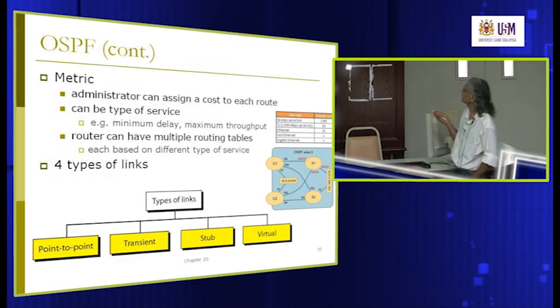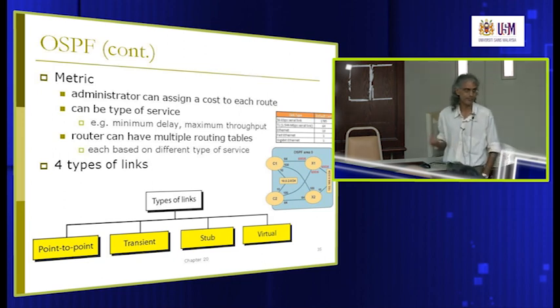For example, if it's gigabit Ethernet, we give a value of 1. A lower value is better, in this case. Ethernet is 10. If it's a serial line, 56 kilobits per second, we give a very high value. Right? And the numbers can be compared. So in OSPF, you have a few types of links, point-to-point.